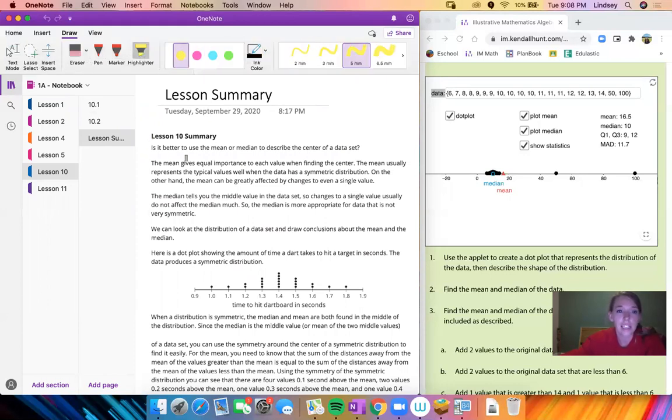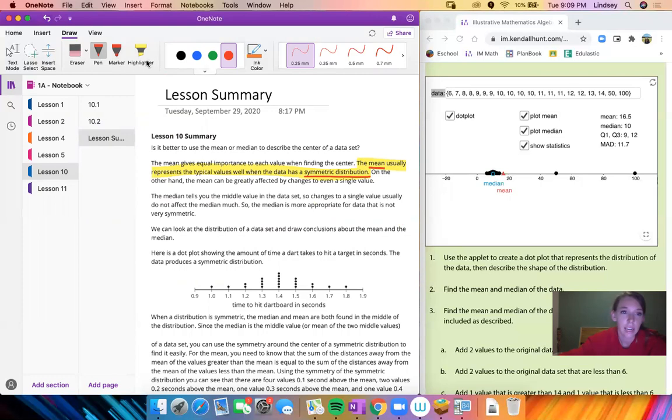All right, it says, is it better to use the mean or median to describe the center of data? That's what we've talked about in this lesson. And again, it's based off of the shape of the distribution. So in the second paragraph, it says the mean gives equal importance to each value when finding the center. Highlight, second sentence, the mean usually represents the typical values well when the data has a symmetric distribution. So there it is again. We use the mean when it's symmetric.